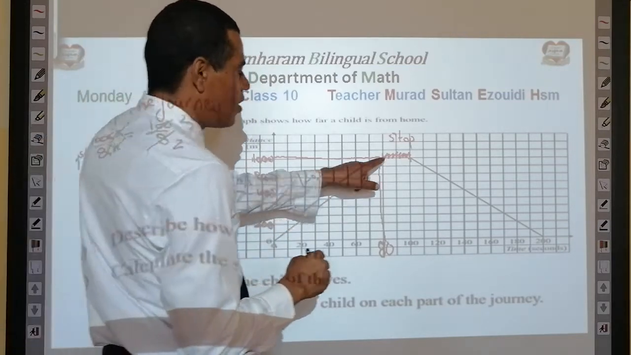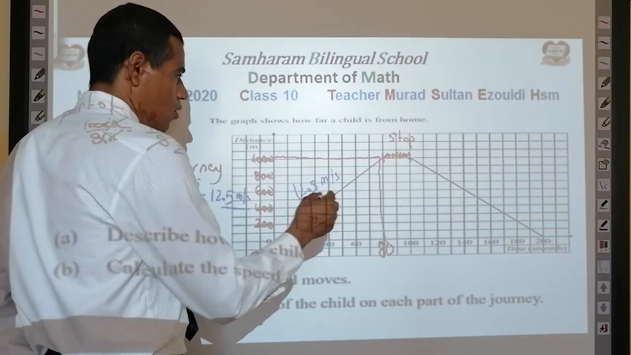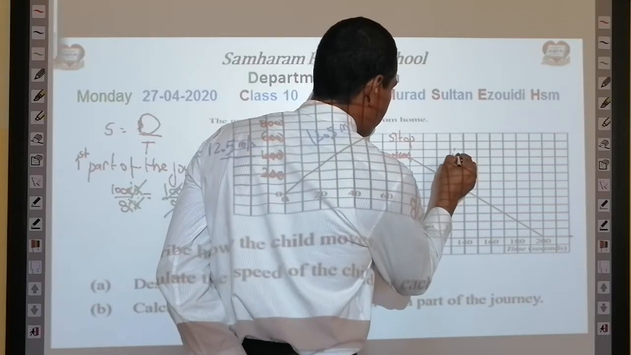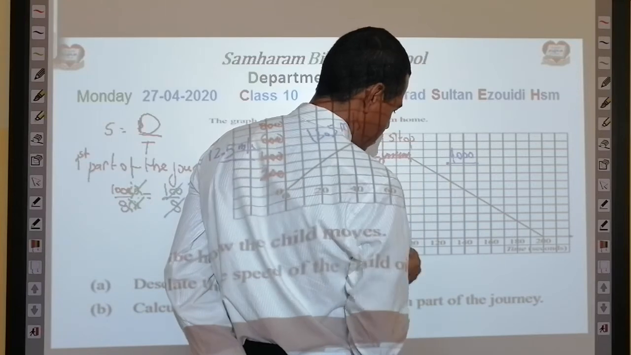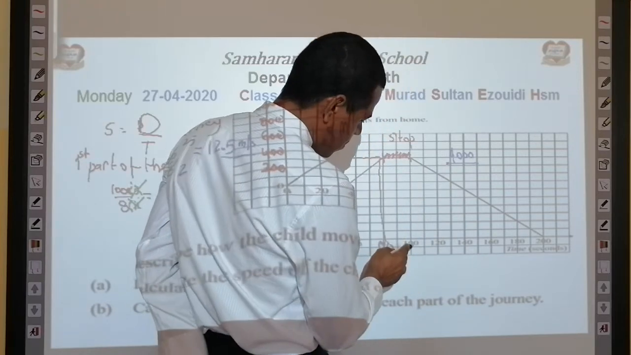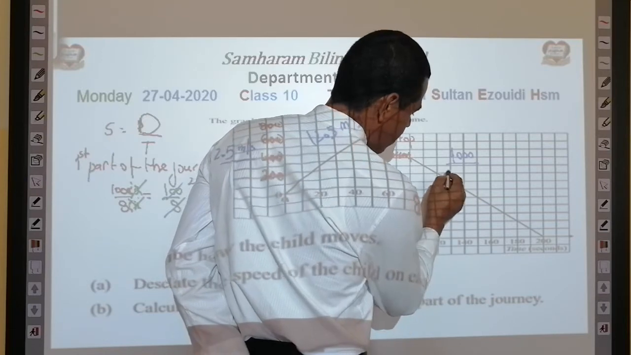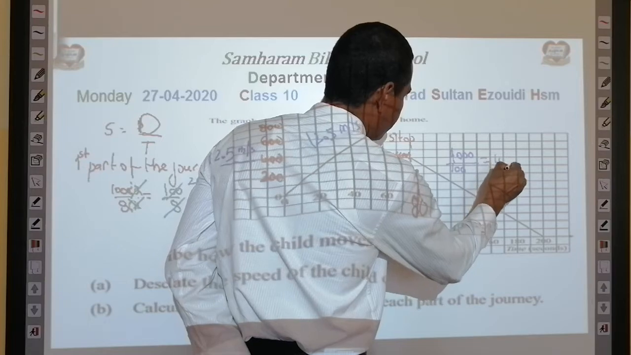The second one, okay, move to the third one. It will be 1000 divided by, from this point, 100 seconds, which gives 10.